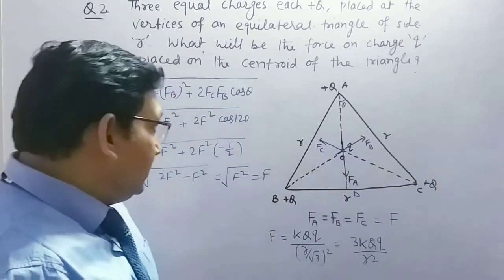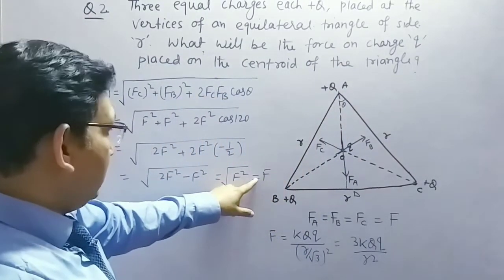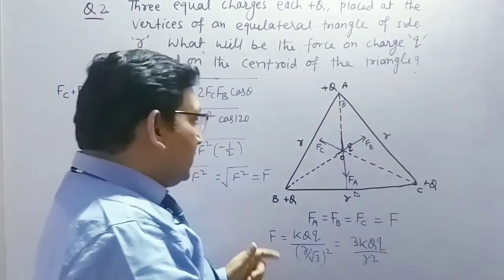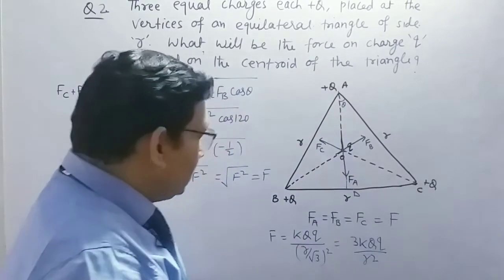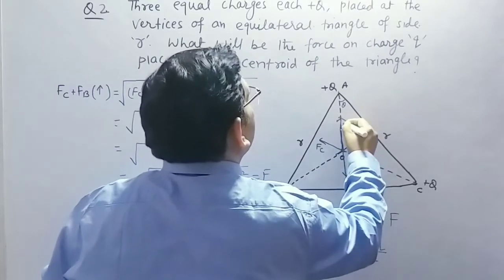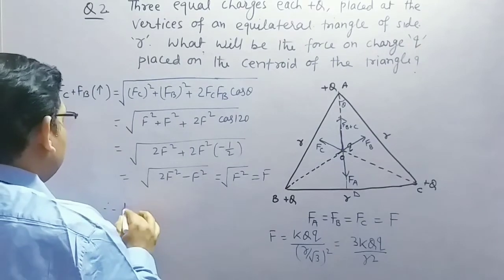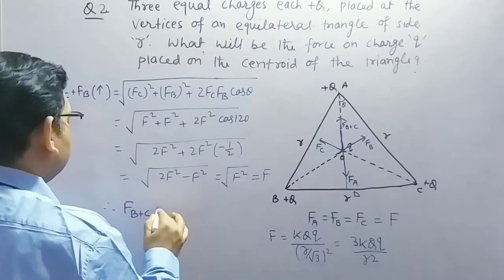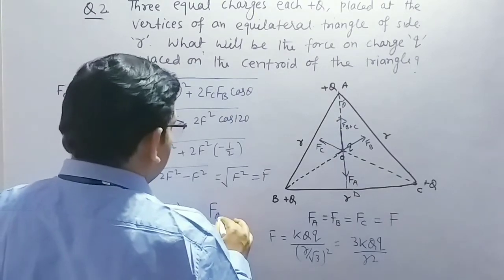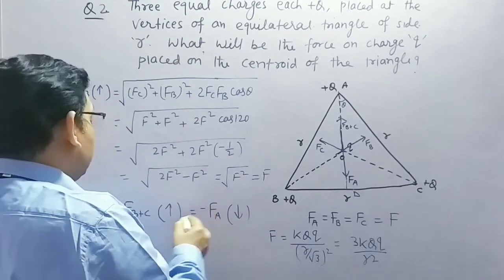So the direction of the resultant force of B and C is in the vertical direction, and its magnitude is F. Also the magnitude of force A, which is acting downward, is also F. These two forces are equal in magnitude and opposite in direction. This is the resultant force of B plus C. So we can see that the magnitude of force B and C, which is acting vertically upward, is equal to the force A, which is acting downward, and the direction of this force is opposite to this force.